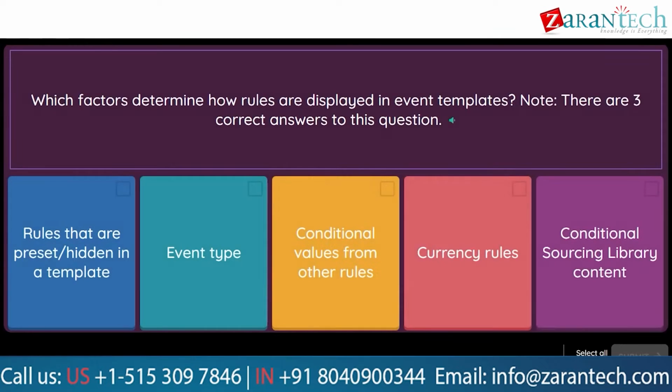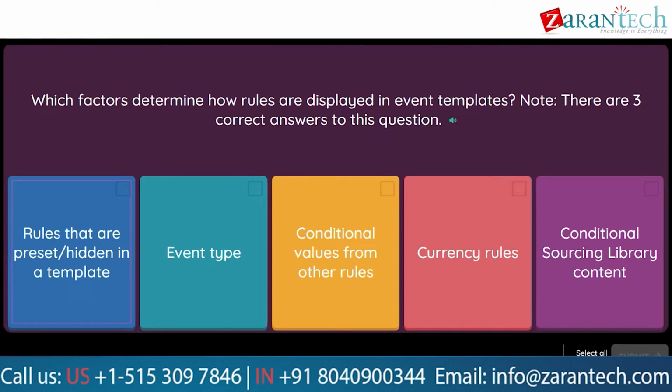Question: which factors determine how rules are displayed in event templates? Note: there are three correct answers to this question. Option 1: rules that are preset/hidden in a template. Option 2: event type. Option 3: conditional values from other rules. Option 4: currency rules. Option 5: conditional sourcing library content.